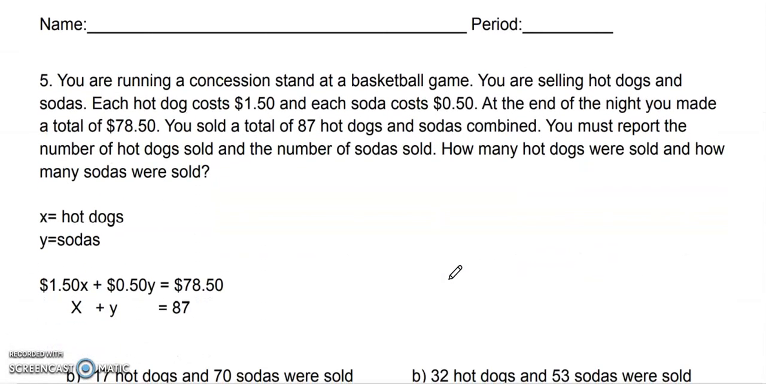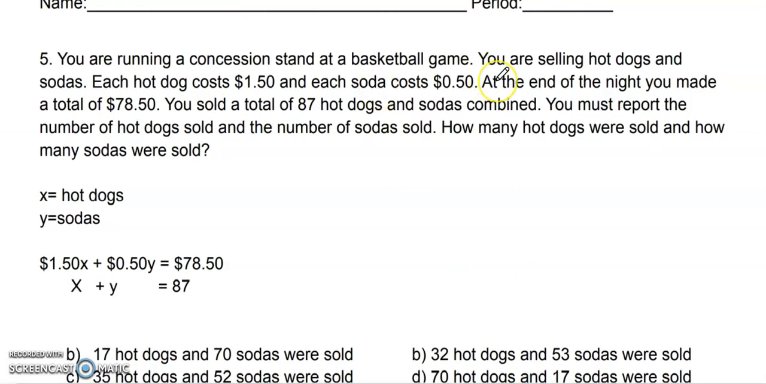So number 5 says you are running a concession stand at a basketball game. You are selling hot dogs and sodas. Each hot dog costs $1.50. First I defined my variables, so x equals hot dogs and I'm making y equals sodas. So I get $1.50x, and then each soda costs 50 cents, so I get 0.50y. And at the end of the night you made $78.50, so that equals $78.50. And then you sold a total of 87 hot dogs and sodas combined. So the hot dogs, x, plus the sodas, y, equals 87. That's how many were sold. And now I just need to go ahead and solve.